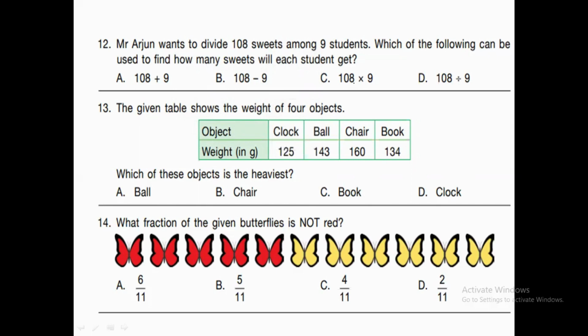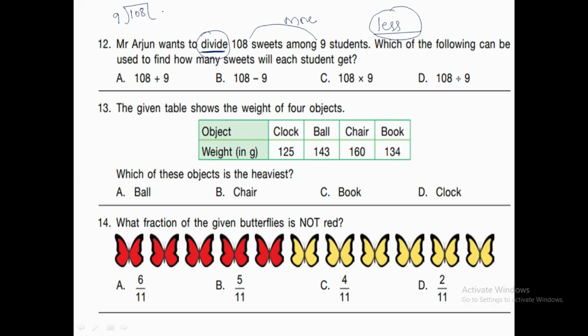Now Mr. Arjun wants to divide. Okay, you can see the word divide over here. Divide 108 sweets among 9 students. So we need to find how many sweets one student will get. Here, the quantity of more is given to you, and they are asking for less. When more is given and the question is asking for less, we need to divide. So we will divide 108 by 9.